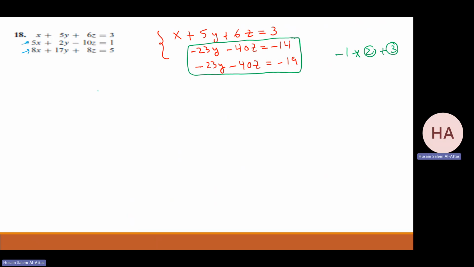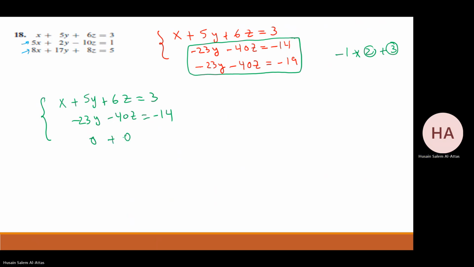You have minus 23y and minus 23y. The first one is the same, no change there. Multiply by minus 1 and add, that will be 0. Minus 1 and add, that will be another 0. Minus 1 and add, that will be minus 5. I have a problem here.